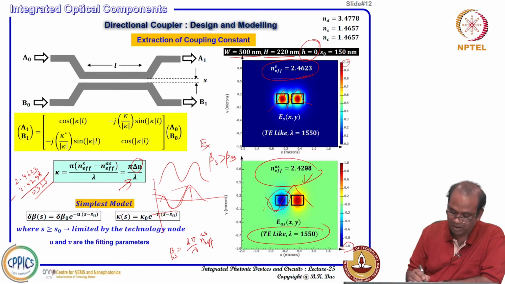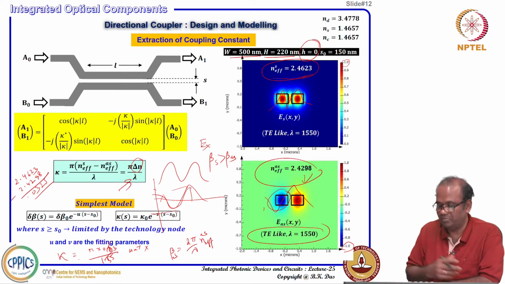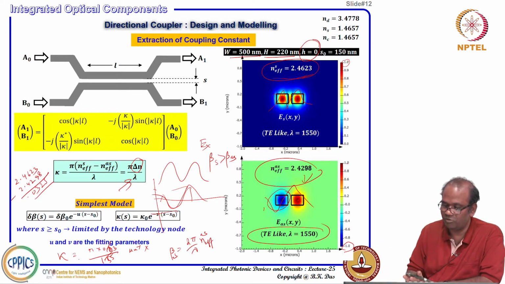So, the kappa value I can easily calculate: kappa will be pi times 0.03 divided by 1.55 micrometer. So, micrometer per micrometer is what you will be getting. You can multiply by some 100, whatever value comes. So, that is the kappa value. Depending on that kappa value, you can find out the length required for a certain power splitting ratio. So, this is what we have calculated.